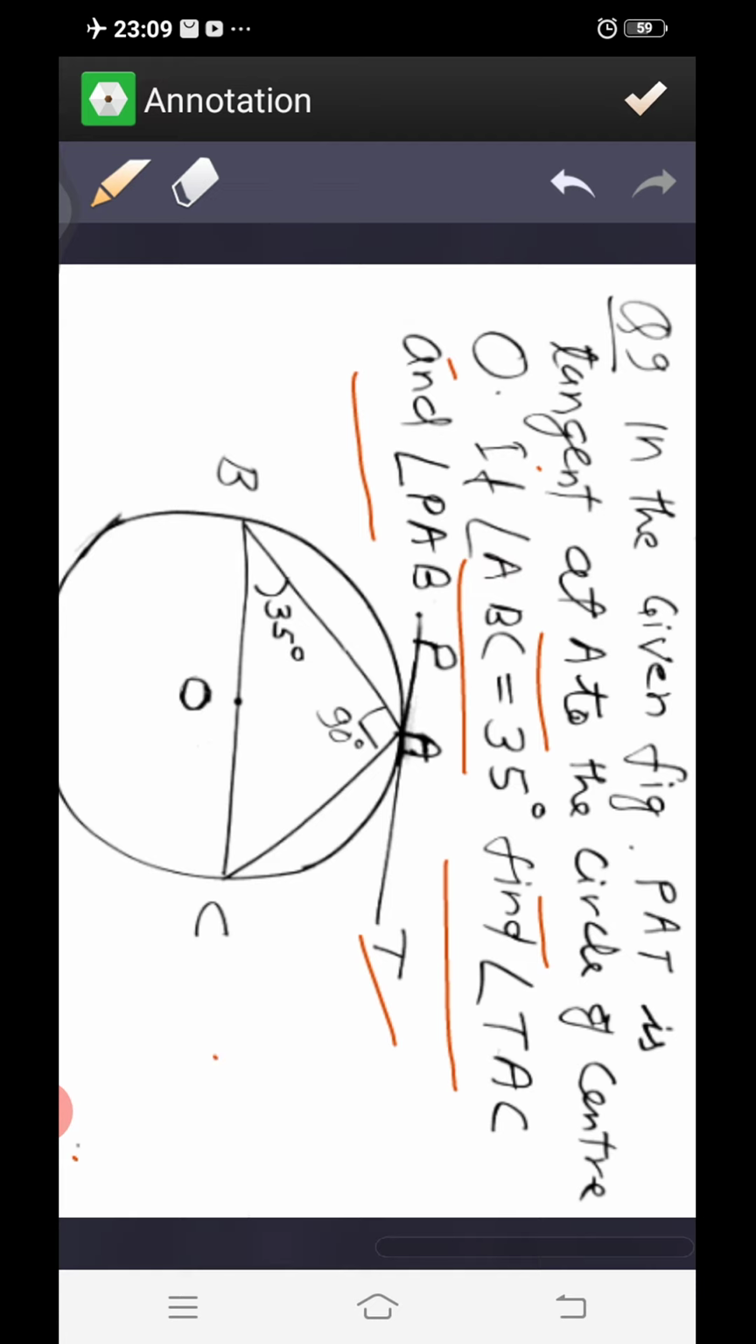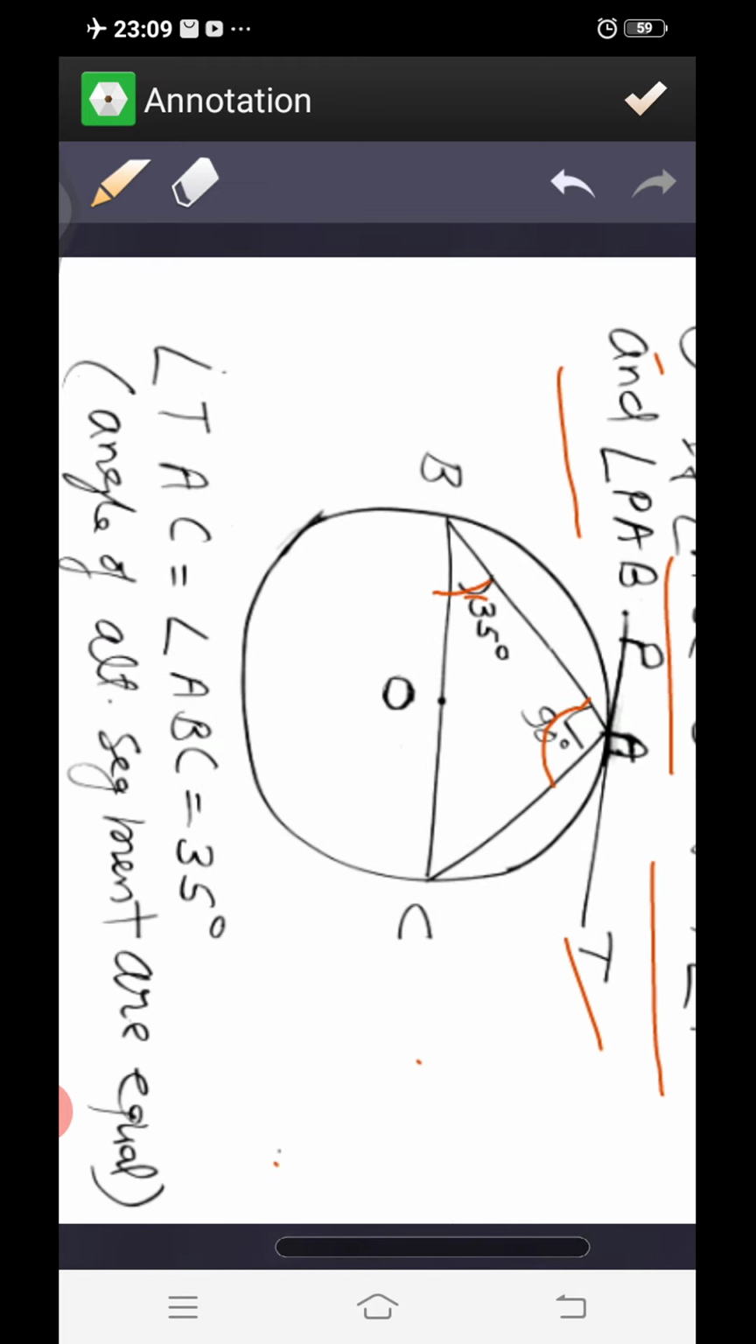If BC is diameter, then angle BAC will be 90 degrees. This angle will be 90 degrees because angle in a semicircle is a right angle. Then angle ABC is given 35 degrees, we have to find angle TAC. So now you see angle TAC will be equal to angle ABC. TAC means this angle will be equal to angle ABC, 35 degrees. Reason, angles of alternate segment are equal.